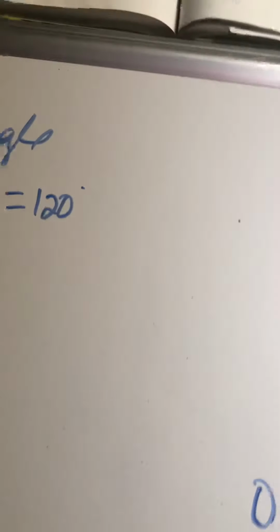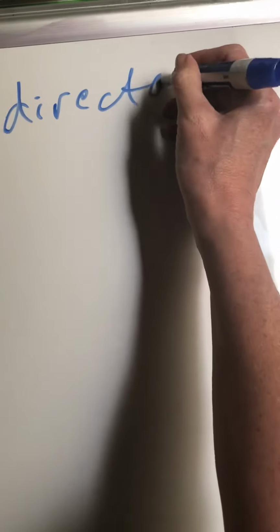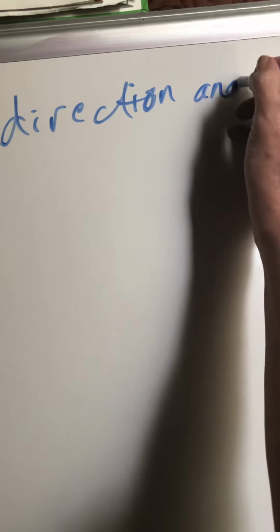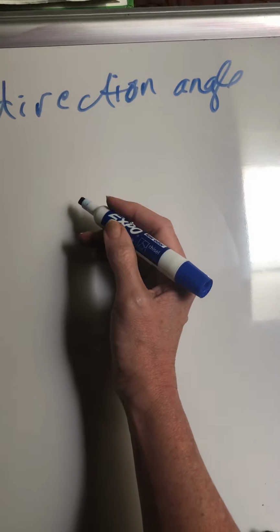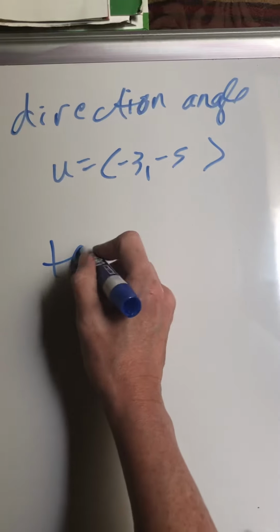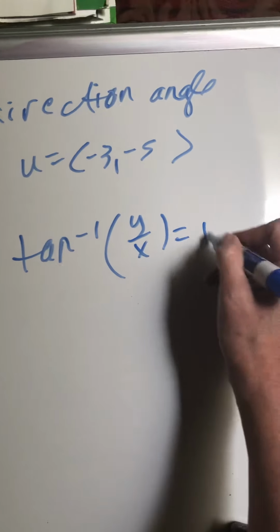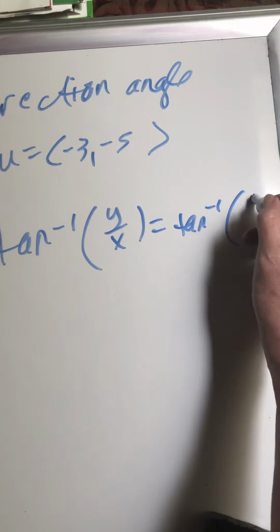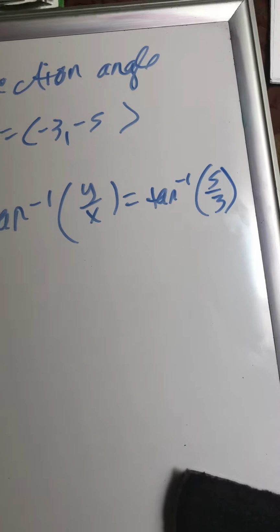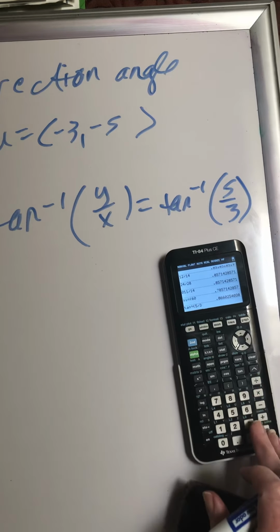Okay, now to finding the direction angle, not the vector. So we could have u is -3, -5. For the direction angle, you're going to do your inverse tangent of y over x. So we're going to do inverse tangent of 5 over 3. No signs. Don't use signs. So then I do inverse tangent of 5 over 3.